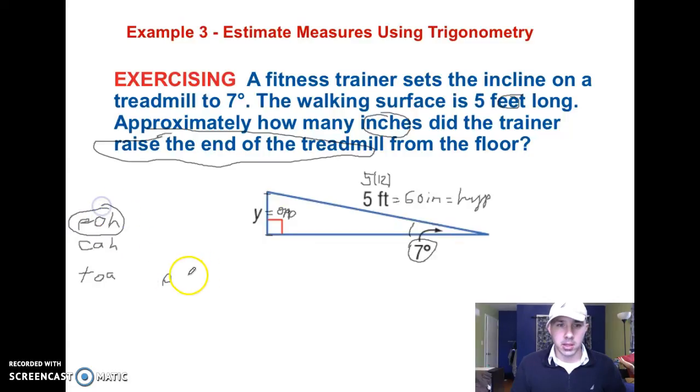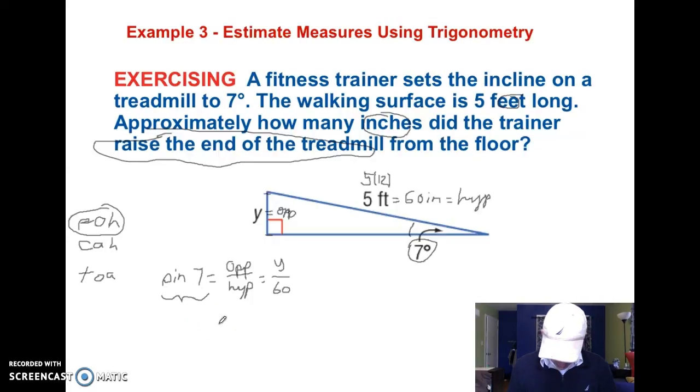So we're going to use sine. Sine 7 degrees is going to be my opposite over my hypotenuse. My opposite here is going to be y, and my hypotenuse is going to be 60. So I'm going to set this up nicely. I want to convert this into my degrees, so I'm going to go on my calculator and type in sine 7. It's going to give me 0.129. I'm rounding that off. It's going to be equal to y over 60.